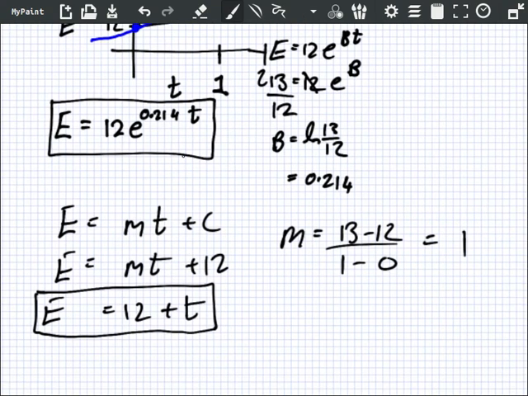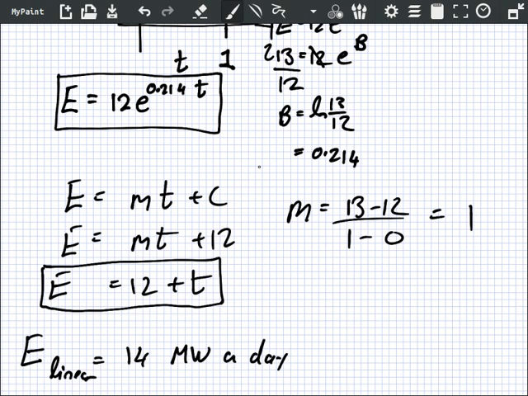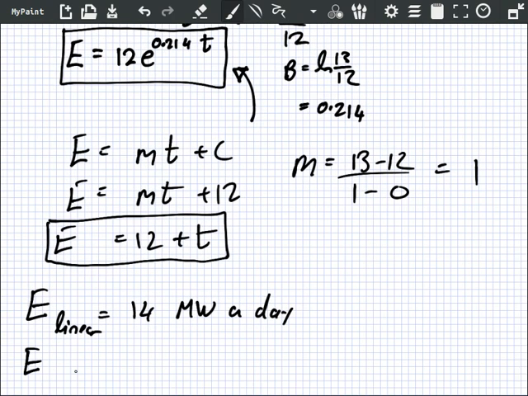So let's put in the value of 2 into each of these and see what we get. Well, this one here is obvious. It's 14 megawatts a day. Can someone pop 2 into that, please, and tell me what you get? So this is using the exponential formula. So 12e power 0.428, whatever that is, 12e power 0.428. What's that, please?